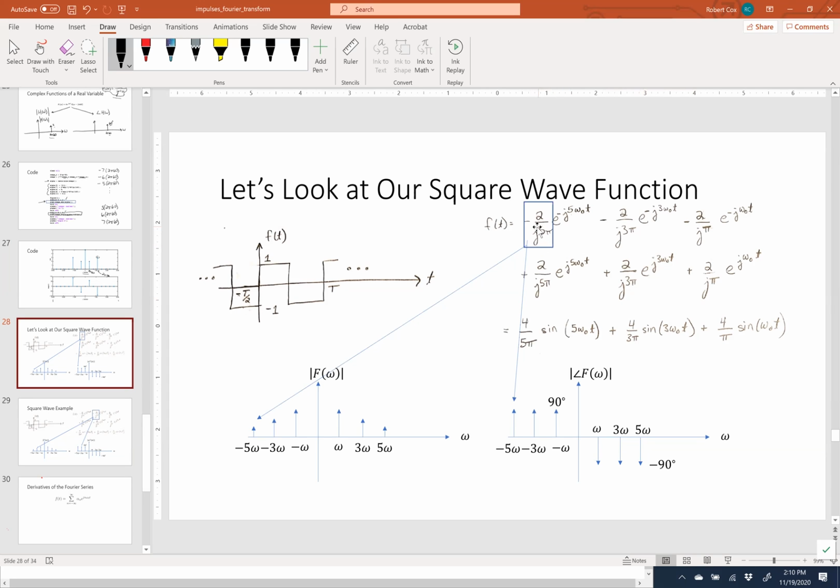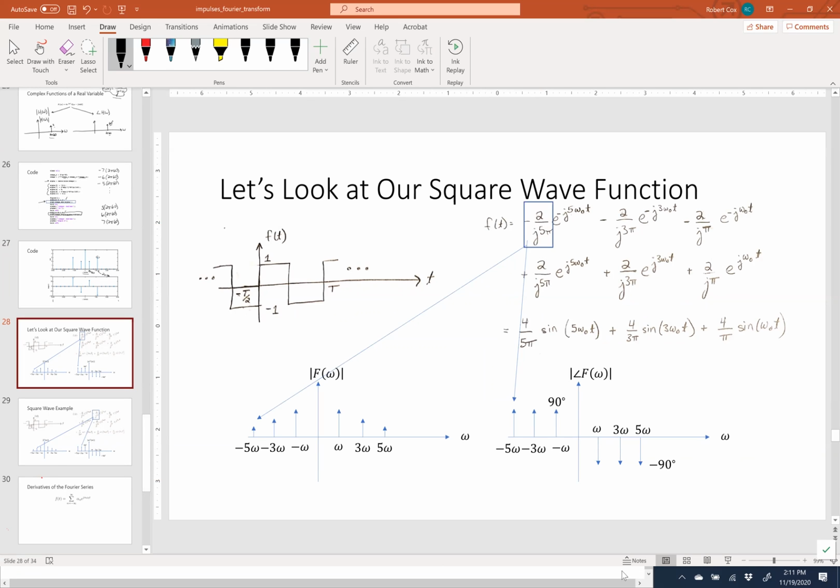But what I can see is that the Fourier transform basically takes out the amplitudes of these different sinusoids that are inside of that waveform, and it plots them for me, right? But I do this as a magnitude and an angle, all right? So for the magnitude here, I basically plotted stuff at -5, -3, minus omega, and at omega, 3 omega, and 5 omega, okay? And then I did the same for the angles. So let's just take a look for a second. If you look at this guy here, -2 over J5 pi, right? Sorry, -2 over J5 pi. If you look at that, what's the magnitude of -2 over J5 pi?